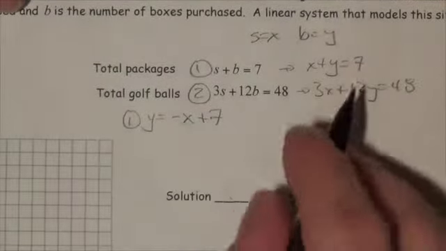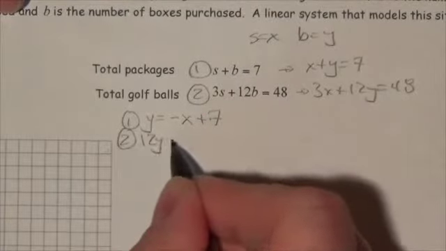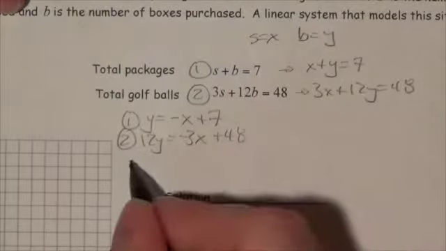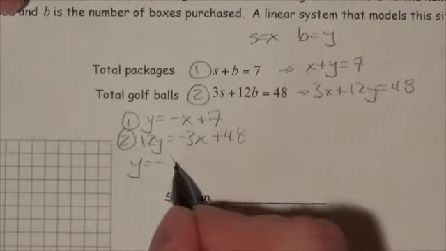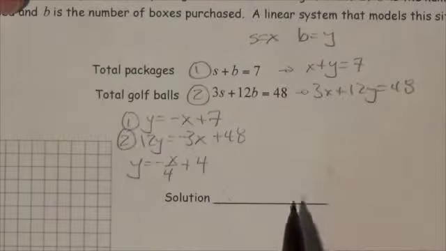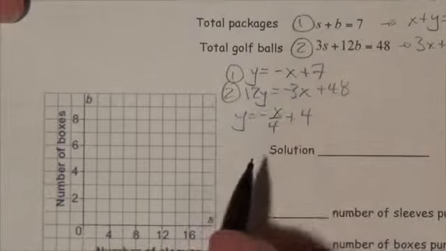Okay. In the second equation, I'll do a little bit more work. It's going to be 12y is equal to negative 3x plus 48. And when you divide by 12, we're going to get negative 1/4 x plus 4. So let's graph that first one there. Here we go. So negative x plus 7. So the y-intercept is 7.